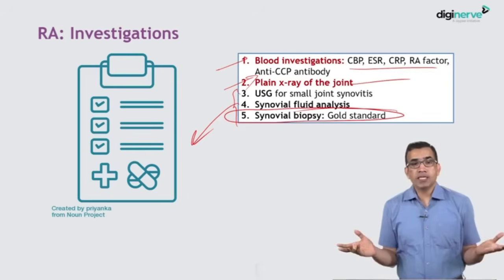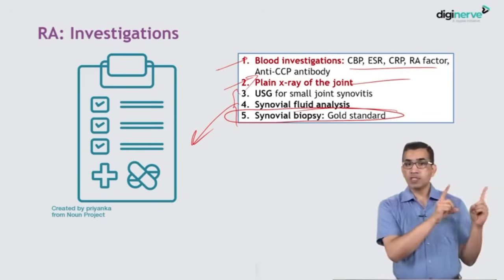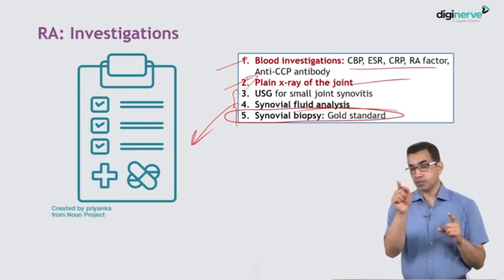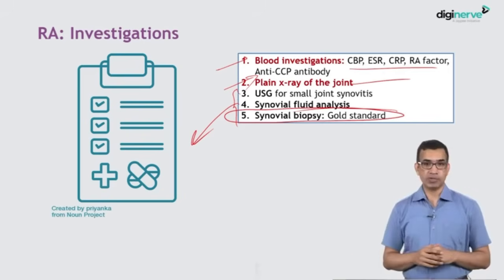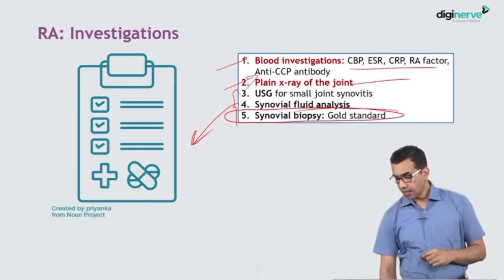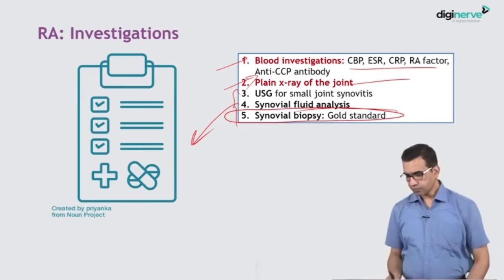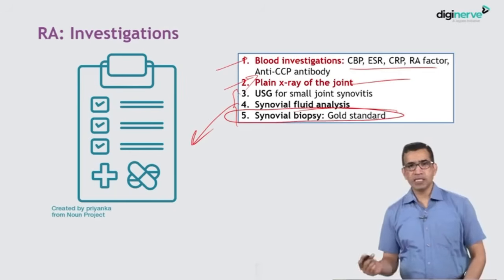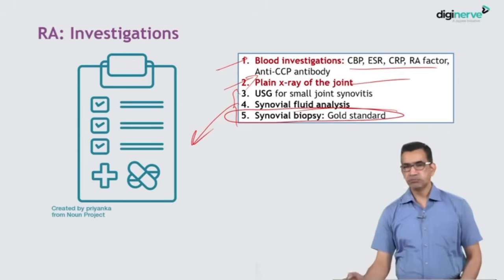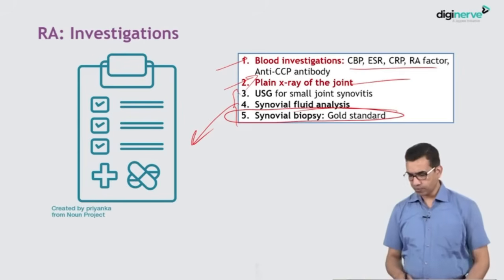And how do I confirm that there is septic arthritis? You saw the gold standard investigation is joint aspiration. So that's where the synovial fluid analysis comes. Routinely we don't send. Small joints, want to see the synovitis, you can do the ultrasound. And if you're confused, and blood tests are not really in favor, then you can do the biopsy.